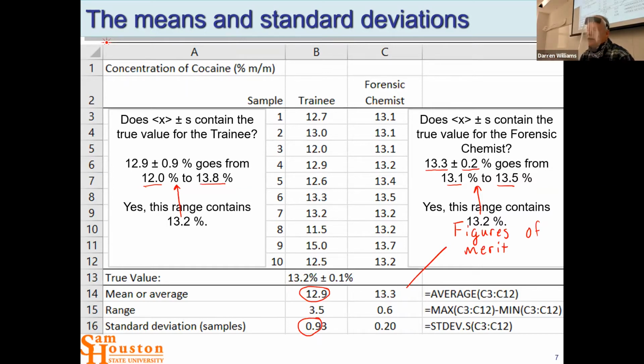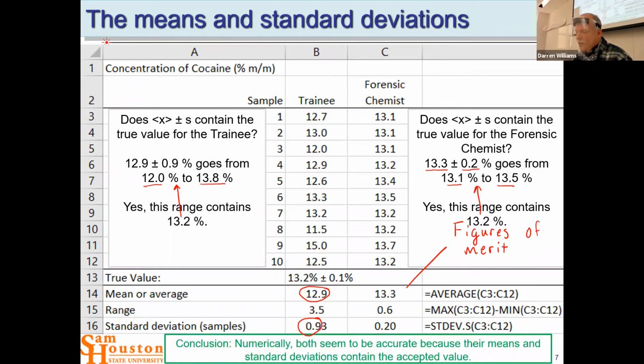We don't really have, except for the standard deviation, a judgment on their precision, but we could do the relative standard deviation, right? We could take their precision number and divide by their mean and see what percentage that is for the coefficient of variation. So we'll do that next. But here, this is the very simple, basic statistics that you learned in quant, right? Take the average, take the standard deviation, see how it turns out. And so numerically, both of them seem to be accurate because their means and standard deviations contain the accepted value.